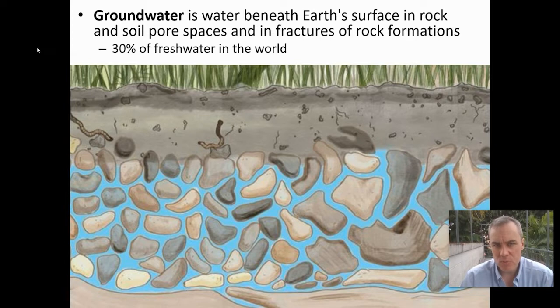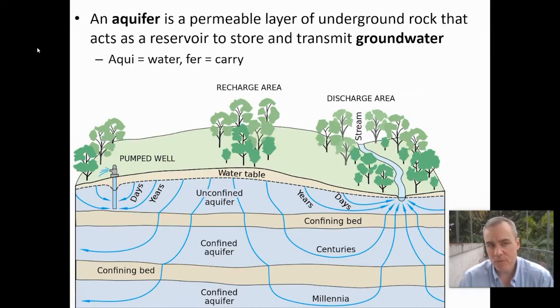So groundwater is the water beneath the Earth's surface, in the rocks, in the soil, in the pore spaces, the little gaps, the nooks and crannies, and fractures within the rock formations. Okay, so a very large percentage of the fresh water in the world is under the ground. More specifically, one place that groundwater is collected or stored is called an aquifer.